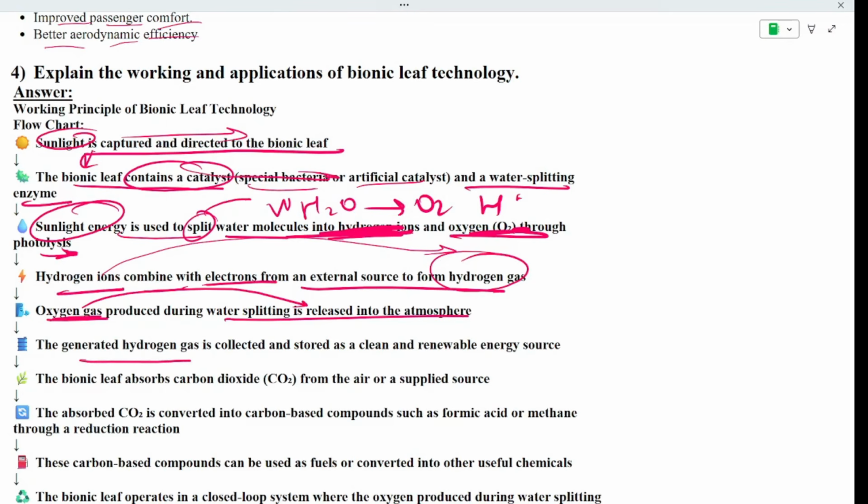Now the generated hydrogen gas is collected and stored as a clean and renewable energy source that can be used easily, again and again. Now the bionic leaf will be absorbing the CO2, that is carbon dioxide, from the air or a supplied source, because it will be giving oxygen to the atmosphere, right?